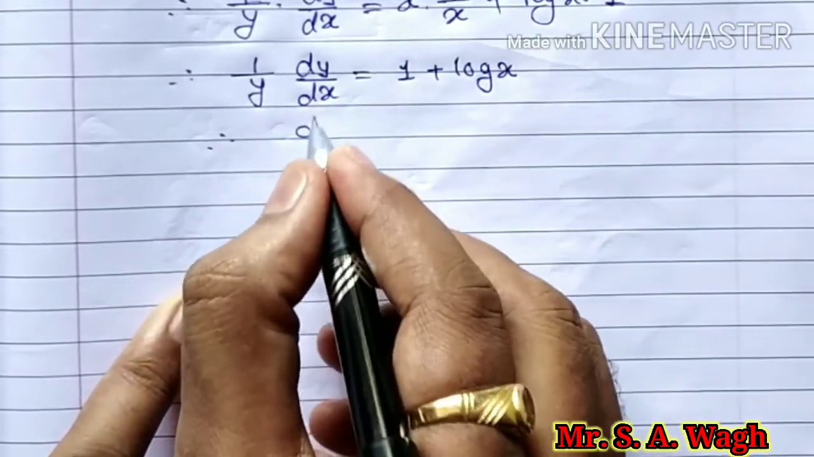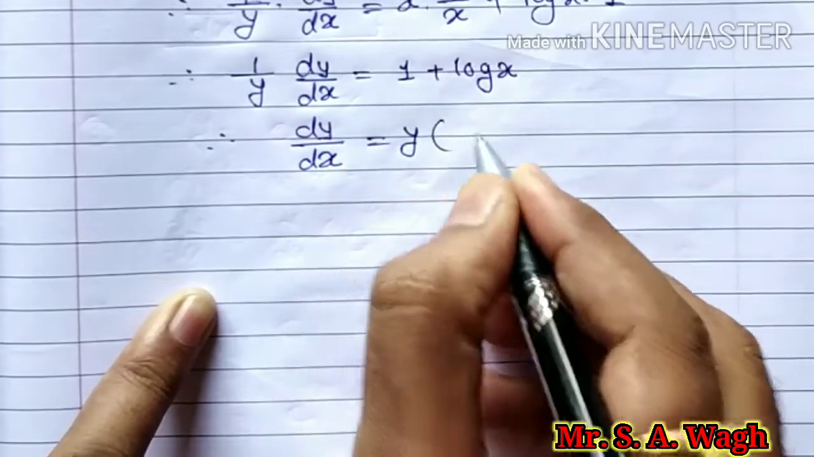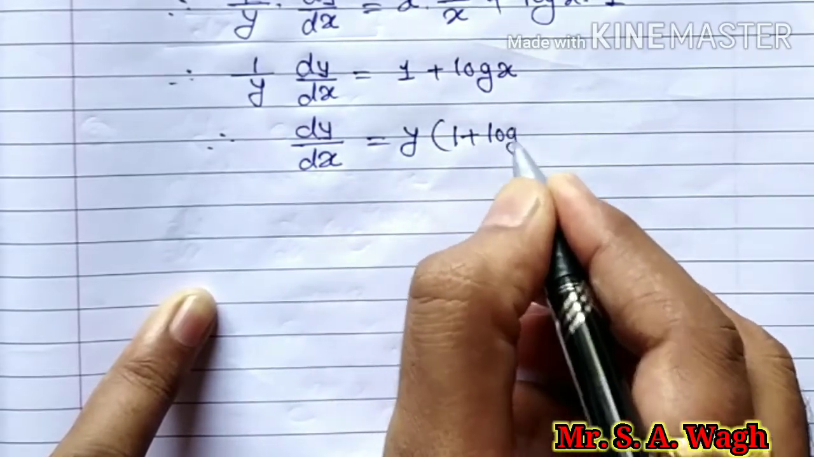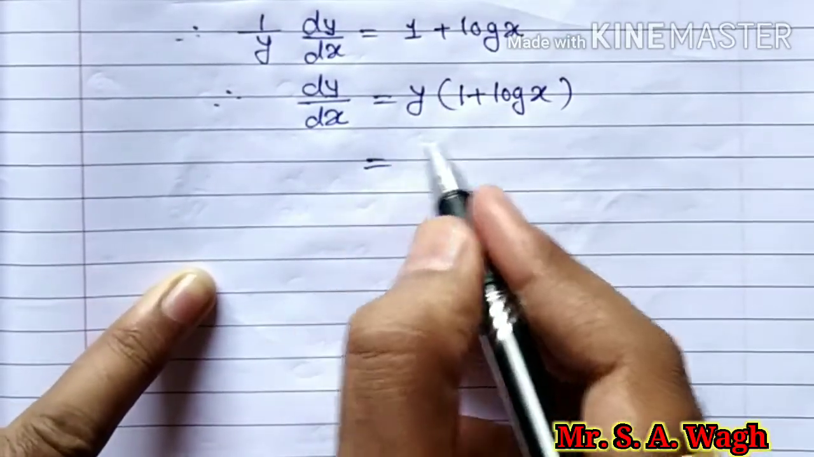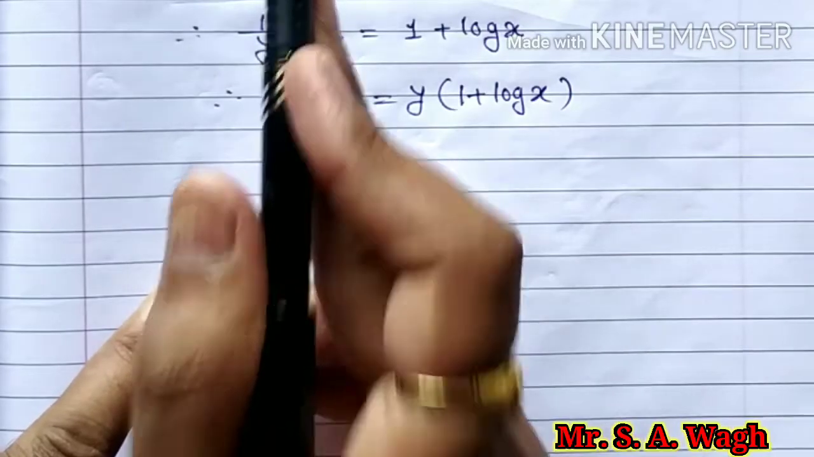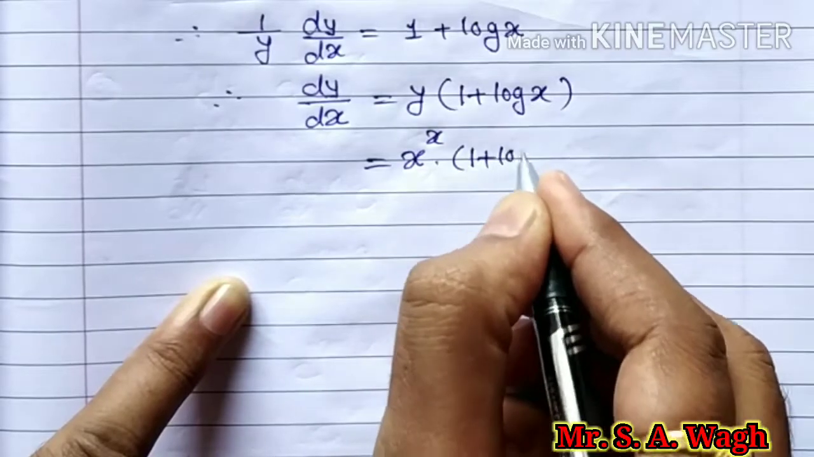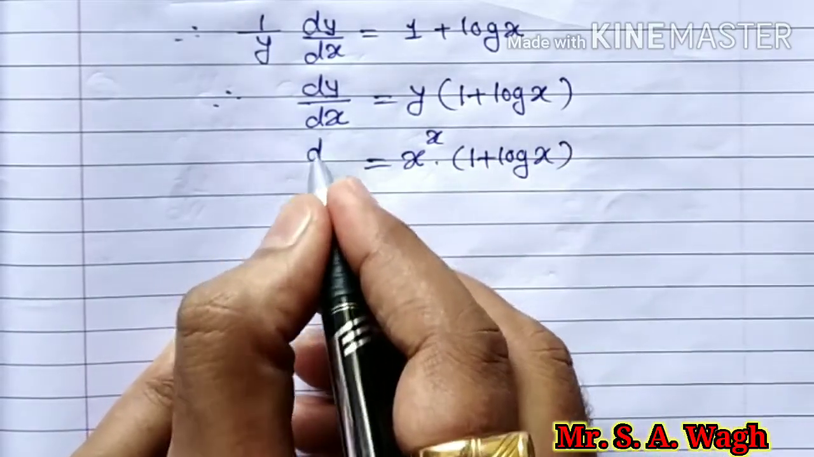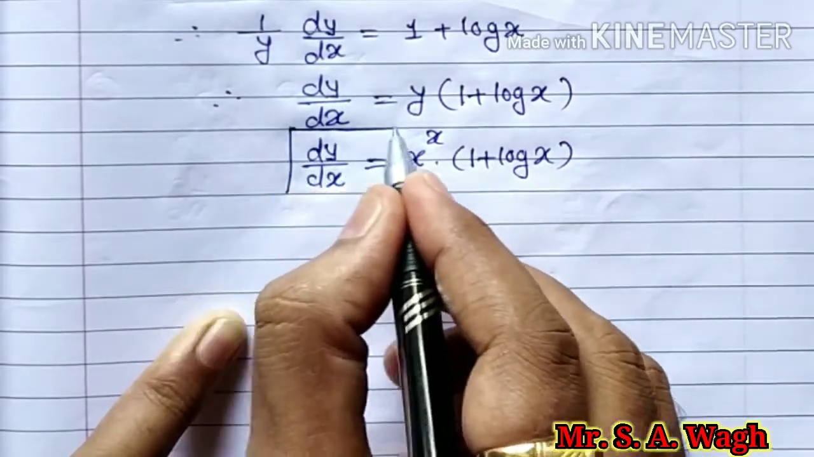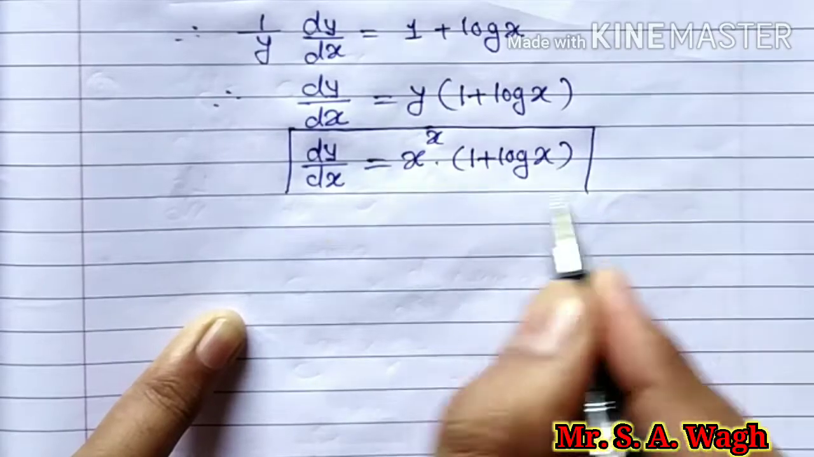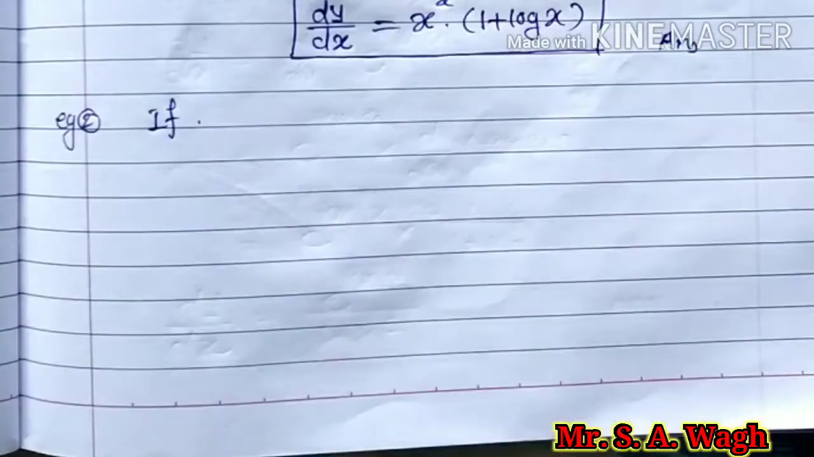Therefore we need to find dy by dx. So y can be taken to the other side in multiplication, into the bracket 1 plus log x. Since we require the answer in terms of x, we can replace y by using the actual function. So this can be written as x to the power x into 1 plus log of x. This is the required derivative of your function by using logarithm first and then differentiation. So this is called logarithmic differentiation.